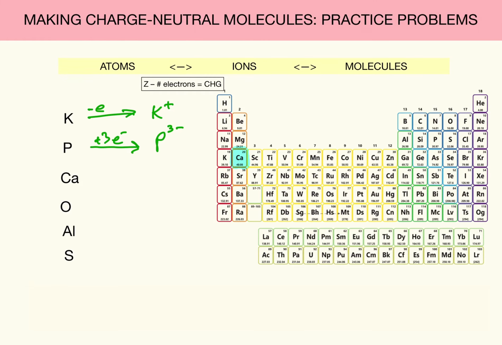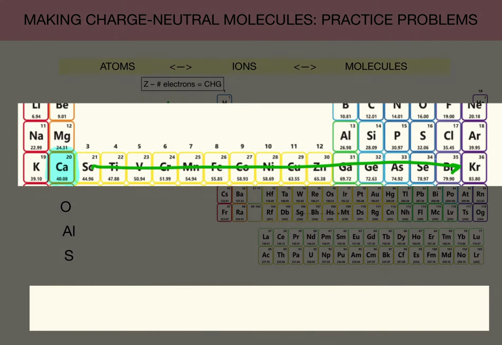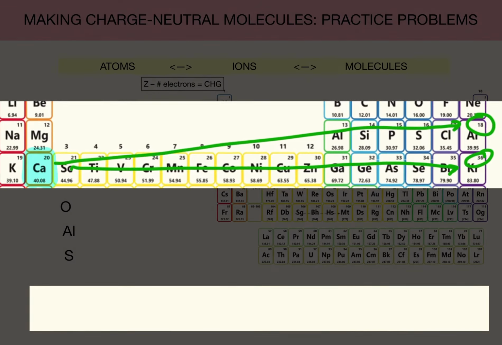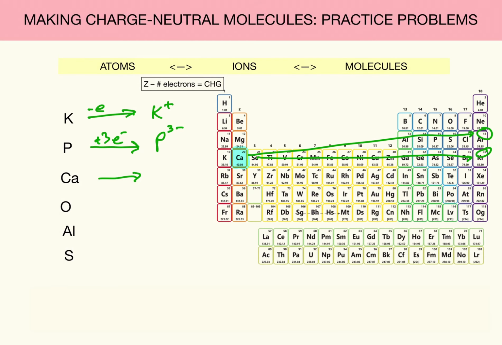Calcium has 20 protons. It will either gain 16 electrons to get into the noble gas column, or it will lose 2. The shortest path is to lose 2 electrons, and so calcium will take on a +2 charge when it becomes an ion.